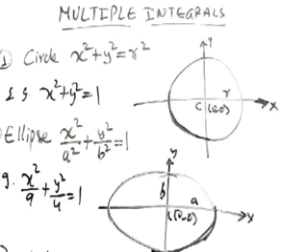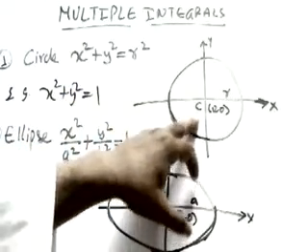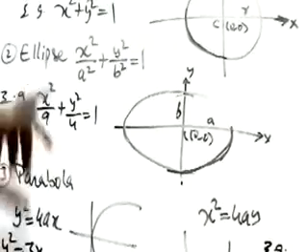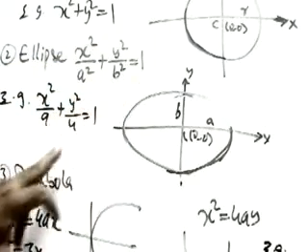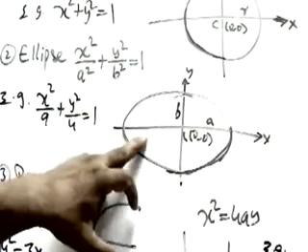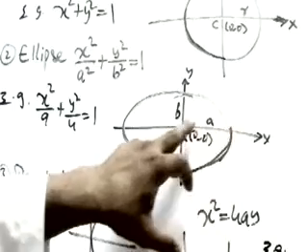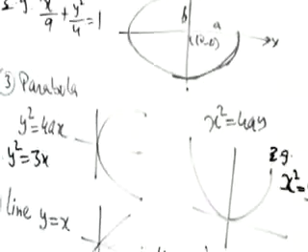Suppose we get an equation like this, x square plus y square equals r square. That means this is the circle with center origin and radius r. In the same way, if we get equations like x square by a square plus y square by b square equals 1, this is the ellipse with center origin, major axis a, and minor axis b.